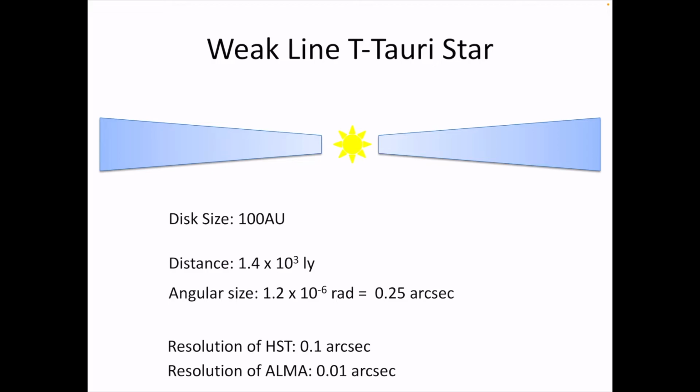The resolution of the Hubble Space Telescope is 0.1 arcsecond. Hubble Space Telescope has difficulty finding the detailed structure of a protoplanetary disk. Now, ALMA has started working and shows us pictures with high resolution.